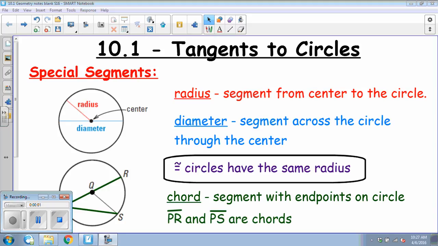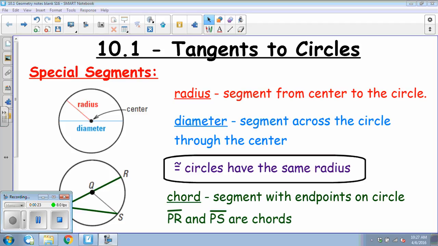That deal with those certain parts of the circle. They have special segments in a circle. The radius is a segment that goes from the center to the end of the circle, from the center to the circle, okay? That's radius. Diameter is a segment that goes all the way across the circle, and it has to go through the center, okay? We know this. We learned this in, like, 3rd grade.